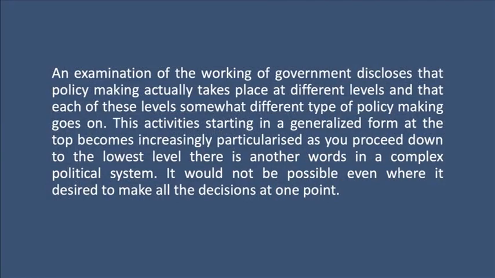An examination of the working of government discloses that policy making actually takes place at different levels, and that at each of these levels somewhat different types of policy making go on. This activity, starting in a generalized form at the top, becomes increasingly particularized as you proceed down to the lowest level. In other words, in a complex political system, it would not be possible, even where it is desired, to make all the decisions at one point.